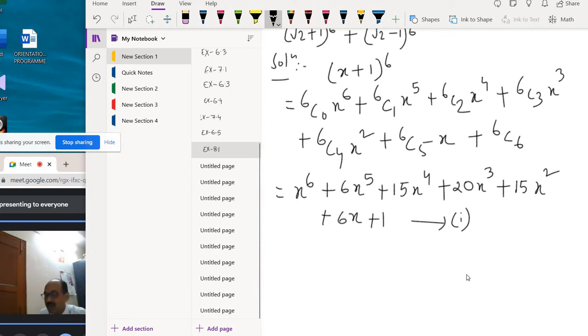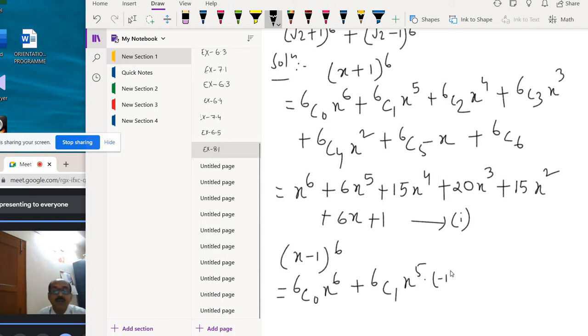Now (x - 1)^6. So it is equal to 6C0 into x to the power 6, plus 6C1 into x to the power 5 into minus 1, because the second term is minus 1. Because of the minus sign you have to write it.